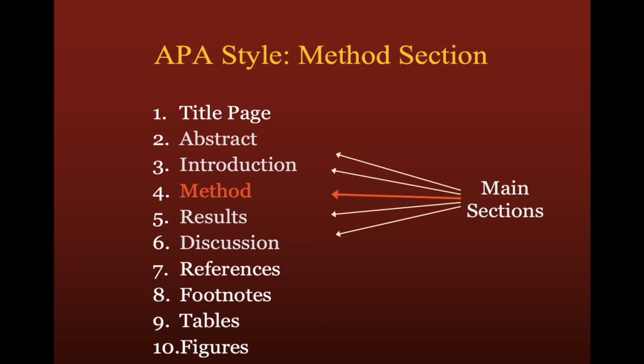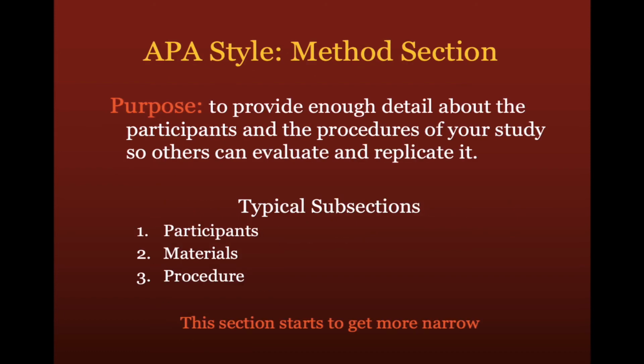Now let's move to the method section. This is where you're providing details about the participants and the procedures in your study, so that if someone wanted to, like if reviewers wanted to evaluate it, they could do so, or if someone wanted to replicate your study, they could have enough information to be able to try to replicate your results. And there are three typical subsections in a method section: participants, materials, and procedures. And again, this is where we're starting to get more narrow in terms of our focus, because now we're focusing on your particular study, your particular methods. Whereas before we were talking about broader level things.